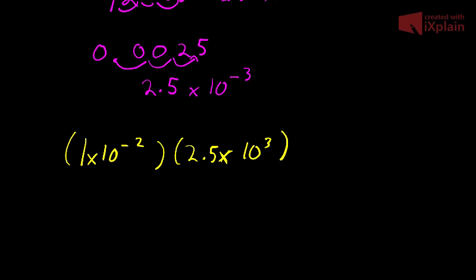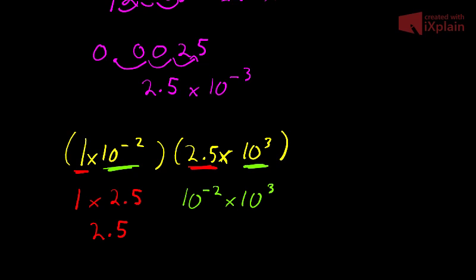And like I said before, we're going to look at these separately. So I'm going to separate this out, and I've got my regular numbers right here, and my powers of 10 right here. So I'm going to start with the regular numbers, and I have 1 times 2.5. And 1 times 2.5 I really hope is 2.5. Then I'm going to look at the other side, and I have 10 to the power of negative 2 times 10 to the power of 3.